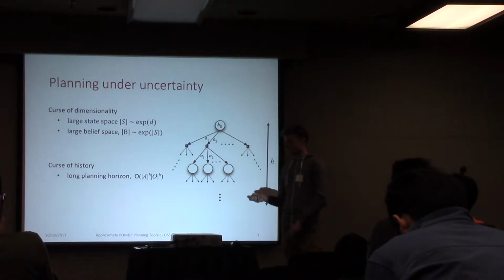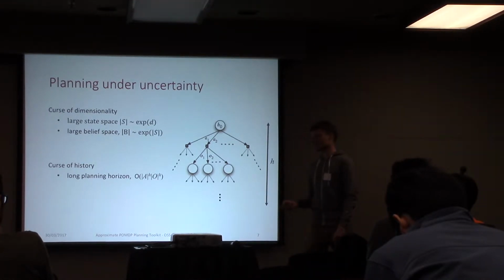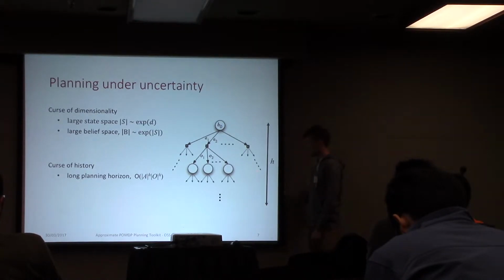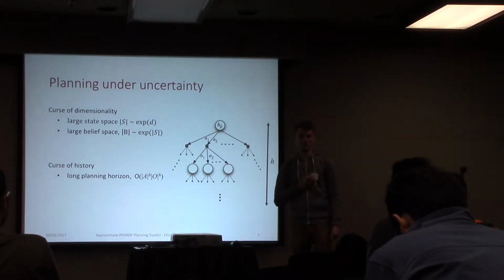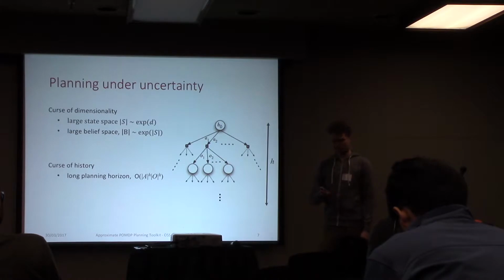So now we have a second curse, the curse of history, that corresponds to long planning horizon. So how long we have to look into the future to decide on actions. And in the belief tree, this corresponds to the depth of this tree. So you can easily see that the size of this tree is going to be exponential in the depth, so in the planning horizon, and the basis of both the number of actions and the number of observations, basically because of this branching. So yeah, this is a problem.